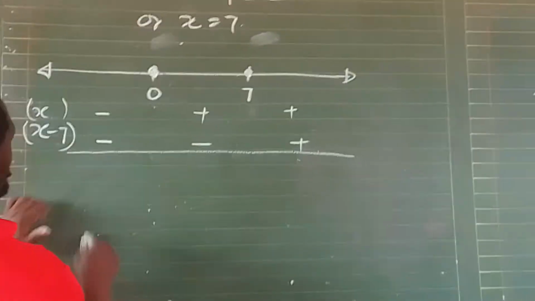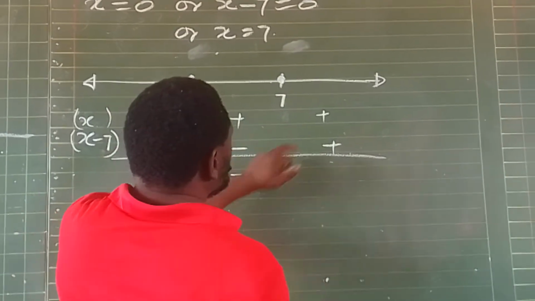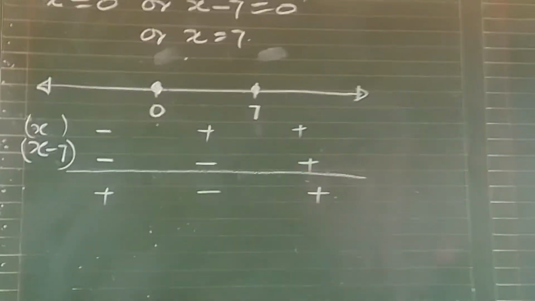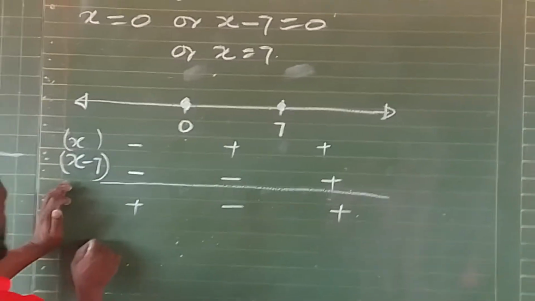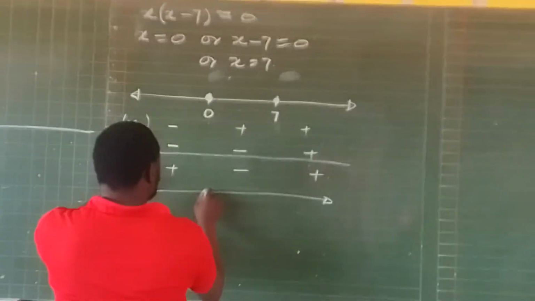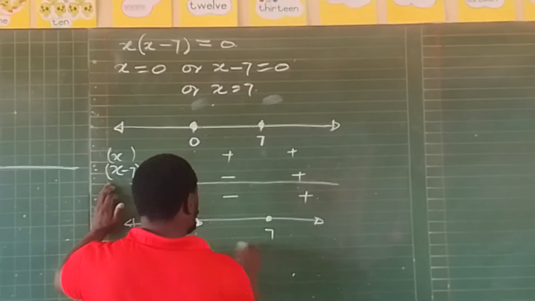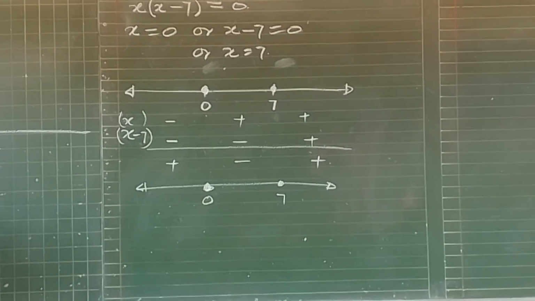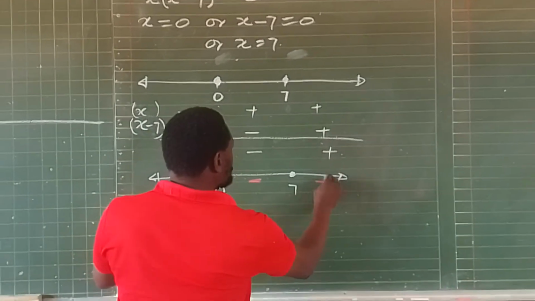You multiply negative and negative, you get a positive. Positive and negative, you get a negative. Positive and positive, you get a positive. See now, that means we are going to have 0 and 7. Here is your 7, here is your 0. We have a positive sign here, we have a negative sign, we have a positive sign.